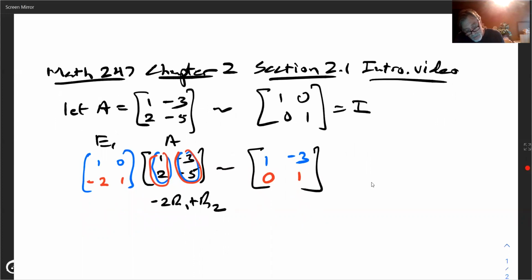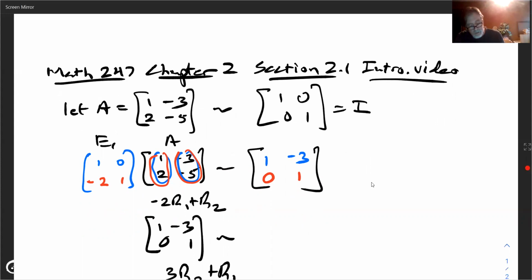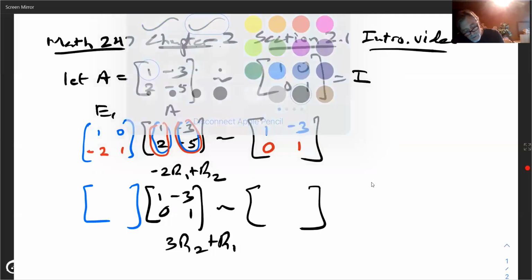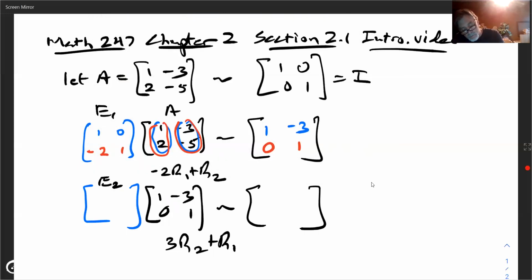Let's take the result that we have here, which is 1, -3, and 0, and 1. The next move is going to be 3 row 2 added to row 1, I think, right? Won't that do the trick to wipe out the -3 above? And so if we do that, oh wait, no. Instead, we're going to invent another matrix, and I'll call it E2, to do the job. This time I'm going to want to leave row 2 alone. So I'm going to go no row 1 and 1 row 2.